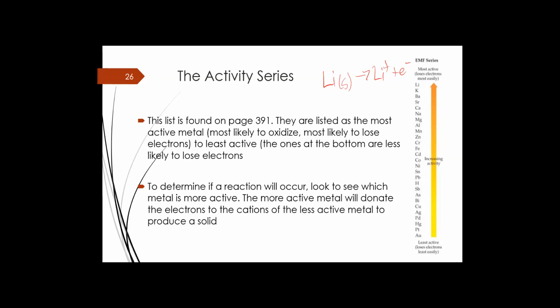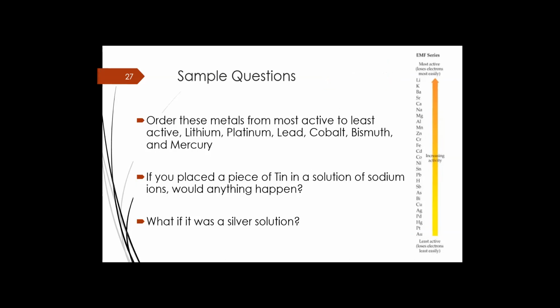So when we look at a reaction and we're trying to decide whether it's going to occur or not, we have to make sure that it makes the most sense. So we're going to look at what that looks like. The first part is, let's look at our activity sheet, and let's label them from our most active to our least. So we're starting at the top and working our way down. Lithium is here, platinum is down here, lead, Pb, is here, cobalt, Co, is right here near the middle, bismuth down here, and mercury down here.